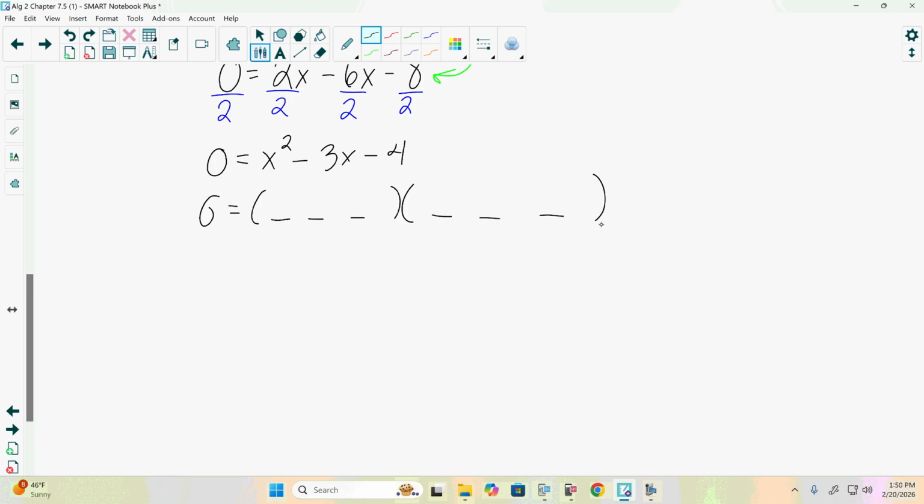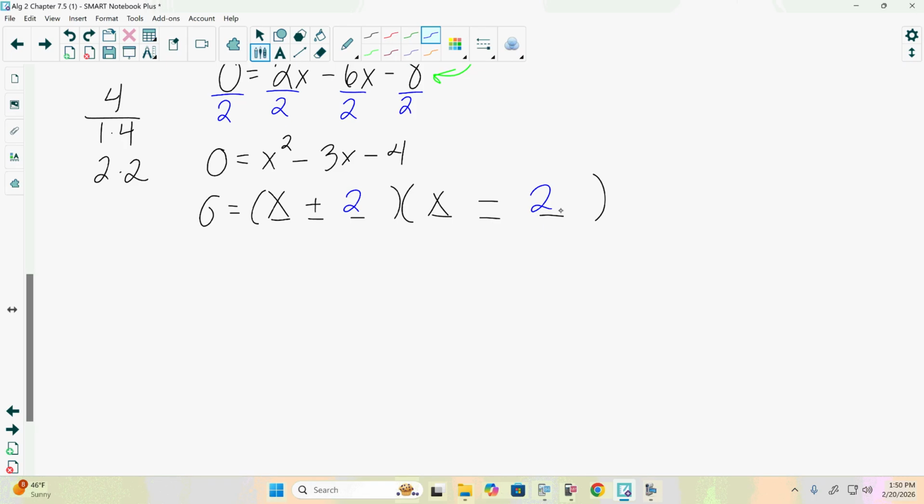Or, not factor, we can graph it. I'll show you both graphs here in a minute. Third term, 2 sets of parentheses with 3 spaces. Since the third term is negative, the signs are opposite. Factors of x squared are x and x. Factors of 4 are 1 and 4 or 2 and 2. I'm going to put them here, but we actually wouldn't have 2 and 2.